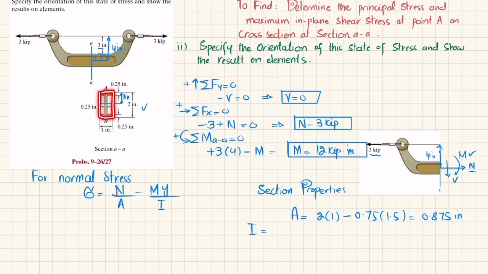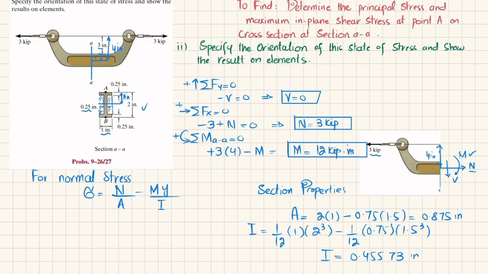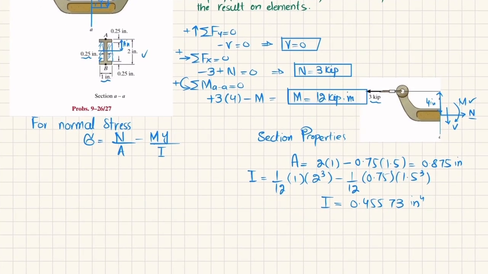And I for this beam, if I take it as a rectangular box and find the moment of inertia about this axis, this will be breadth and this will be height. So 1 over 12, b is 1 and h is 2 cubed, and then minus these two portions, minus 1 over 12, breadth is 0.75 and height is 1.5 cubed. When you solve this, you will get I equal to 0.4573 inch to the power 4. And what about y?